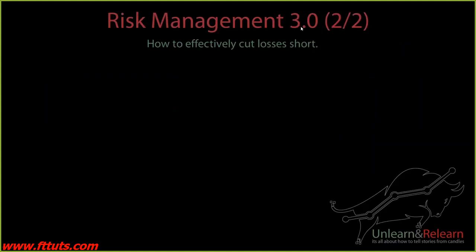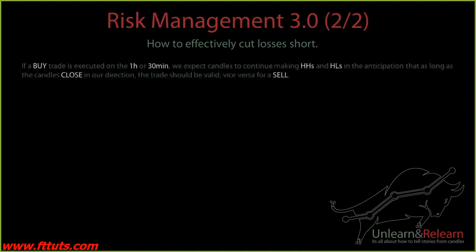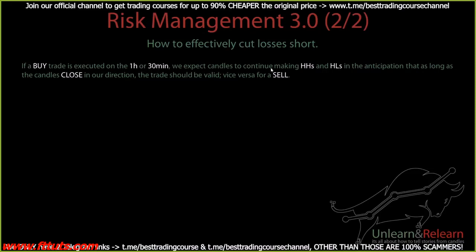Part 2 of risk management 3.0 is how to effectively cut losses short. So if a buy trade is executed on the 1 hour or the 30-minute, we expect candles to continue making higher highs and higher lows. Just understand this concept first. If we think price is continuing bullish on the 1 hour and the 30-minute, we want candles to make higher highs and higher lows, in the anticipation that as long as the candles close in our direction, the trade should be valid, and vice versa for sell.